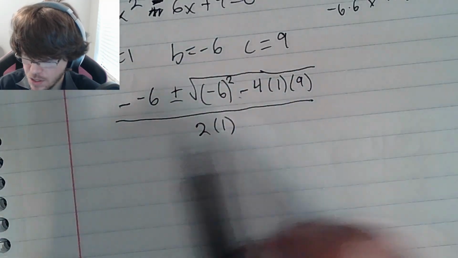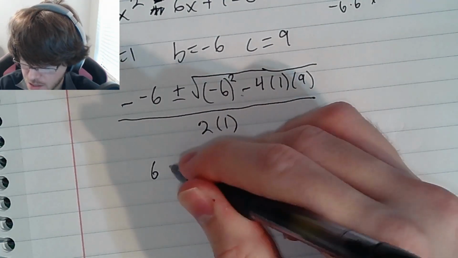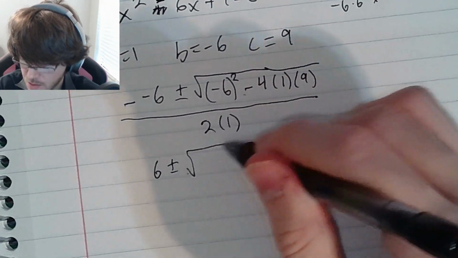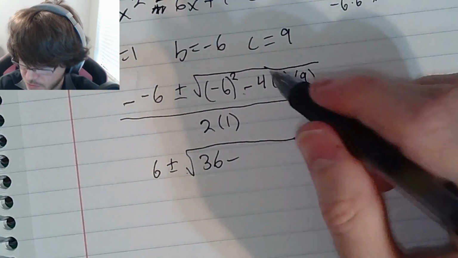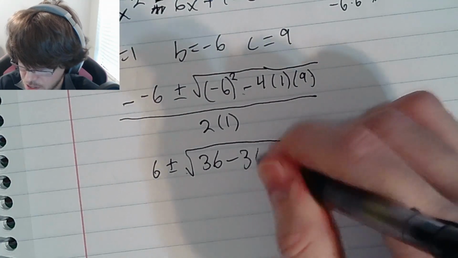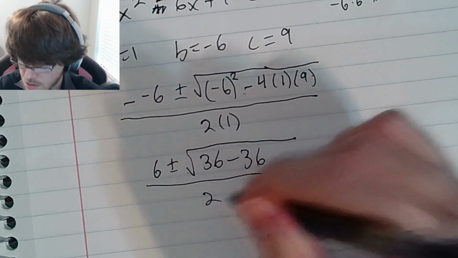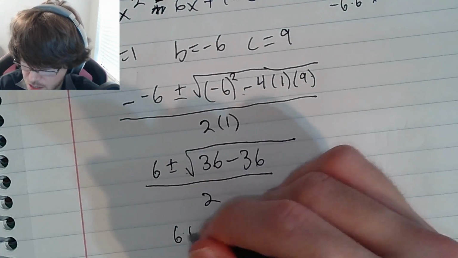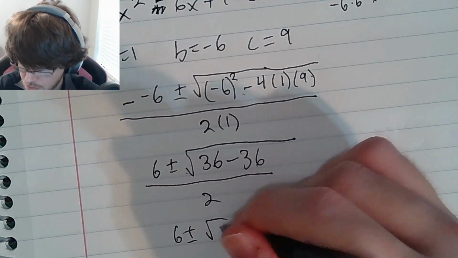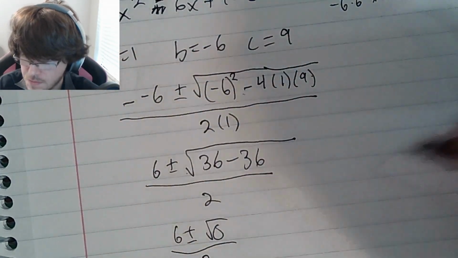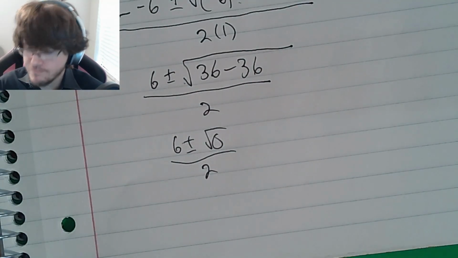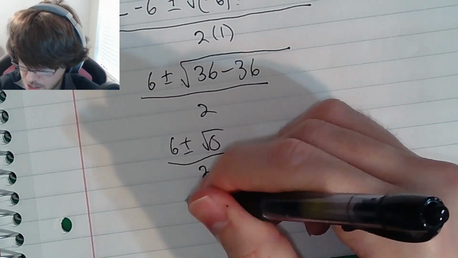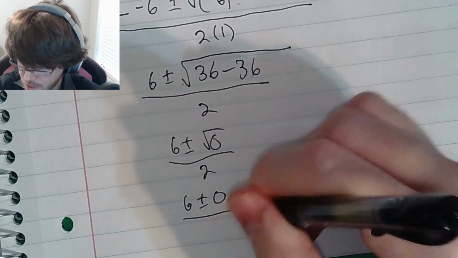So let's do all this work. Negative of negative 6 is positive 6, plus or minus. Negative 6 squared is 36, minus 4 times 1 times 9 is 36, divided by 2. So now we have 6 plus or minus the square root of 0, divided by 2. The square root of 0 is 0. So that's 6 plus or minus 0 divided by 2.